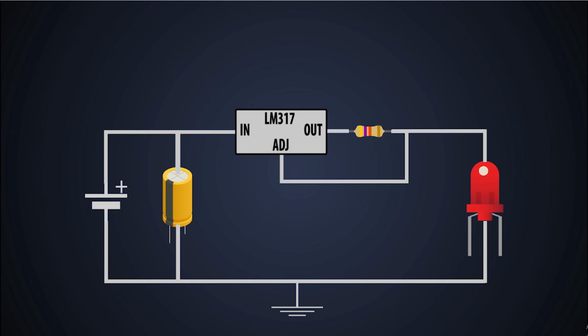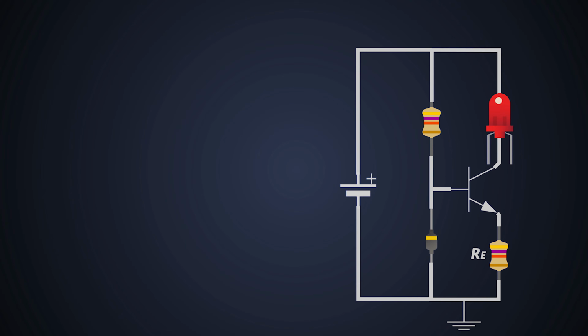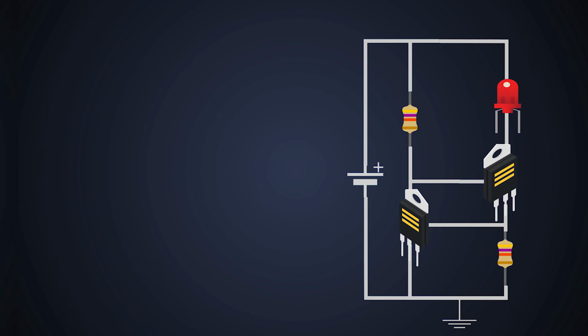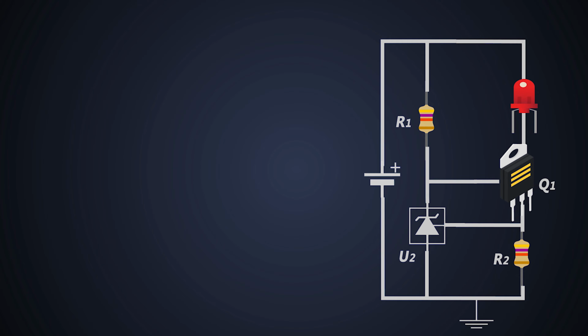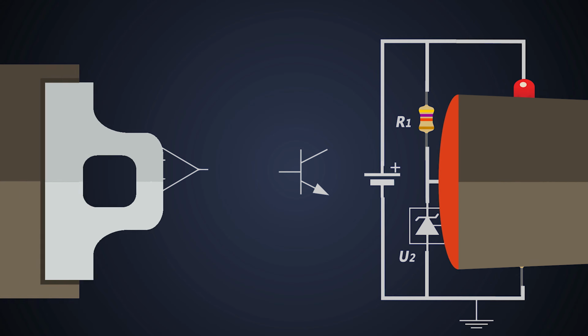Last time we designed a current regulator using an LM317 voltage regulator IC and a current regulator using a combination of simple discrete components. Welcome guys, this is Foolish Engineer. This time we are going to design another current regulator using a transistor and an operational amplifier. So let's go for a ride.